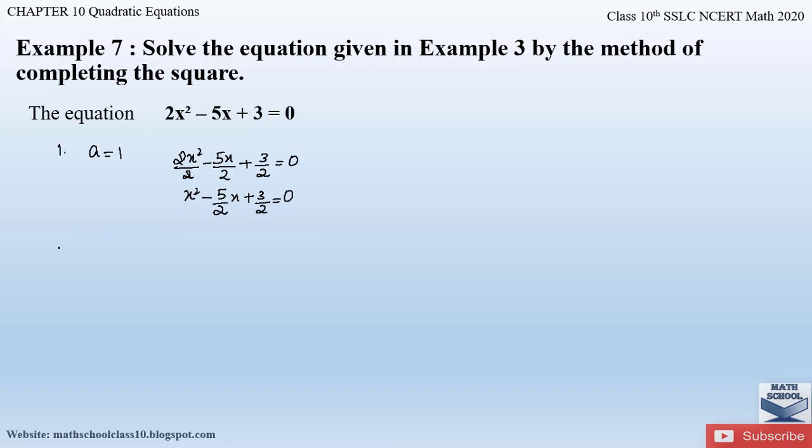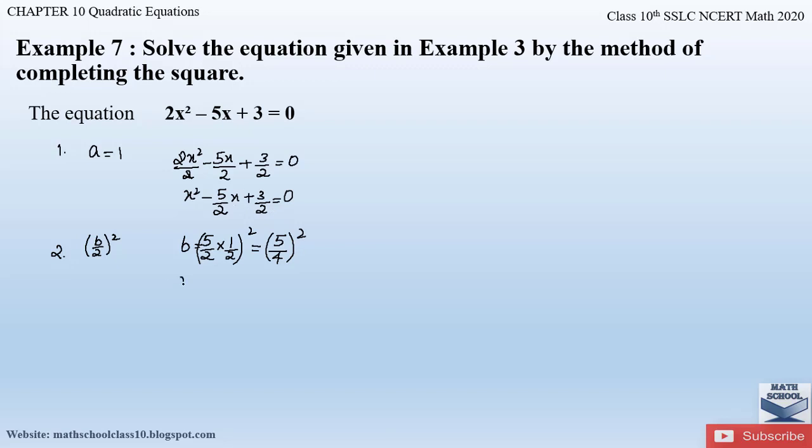Now what is the second step? Add and subtract the term b by 2 the whole square. From the equation, what is the b value? The b value is 5 by 2, right? So we have to multiply this b value with 1 by 2 and we have to square this whole term. So we are going to get 5 by 4 the whole square. This 5 by 4 the whole square we have to add and subtract in this equation.